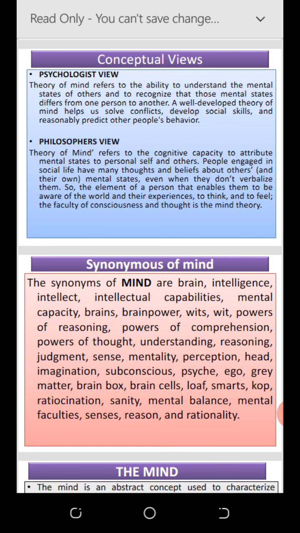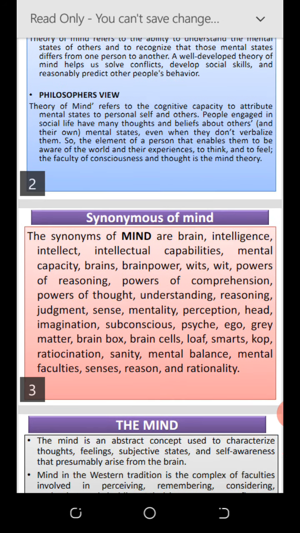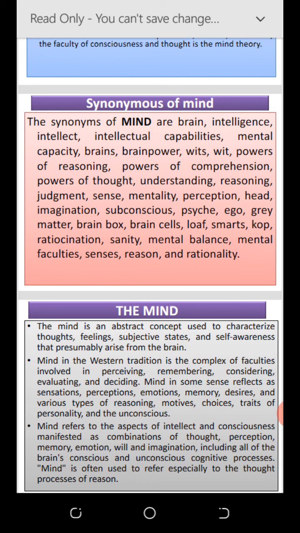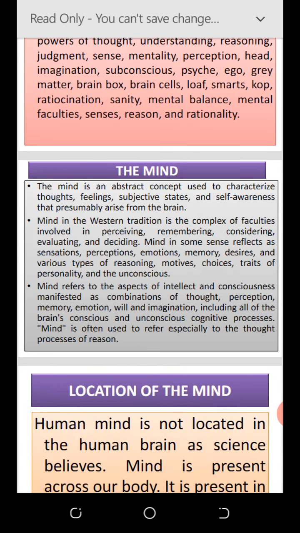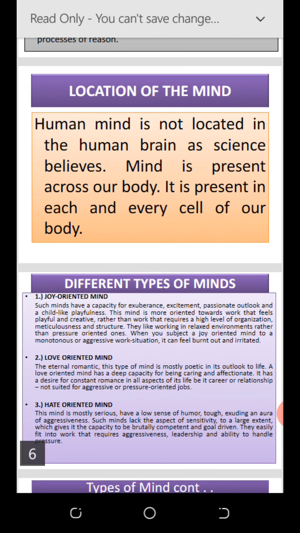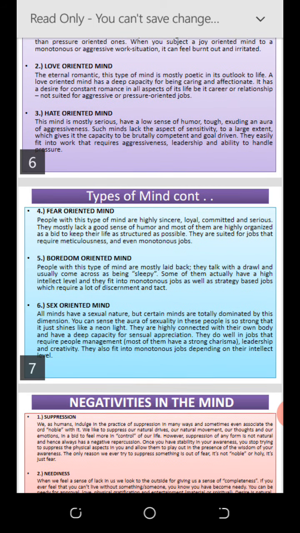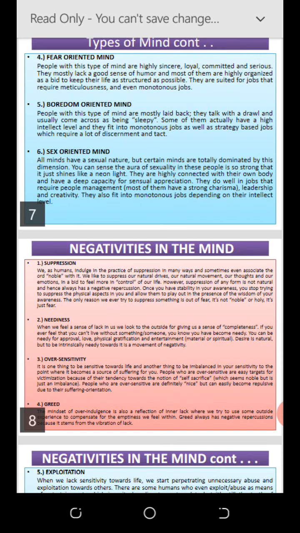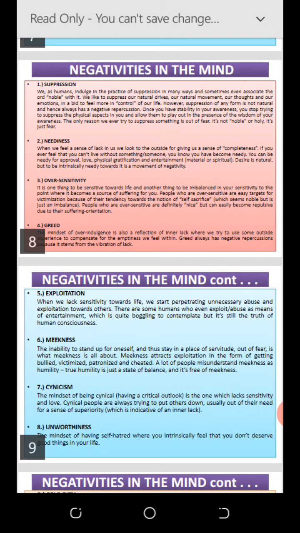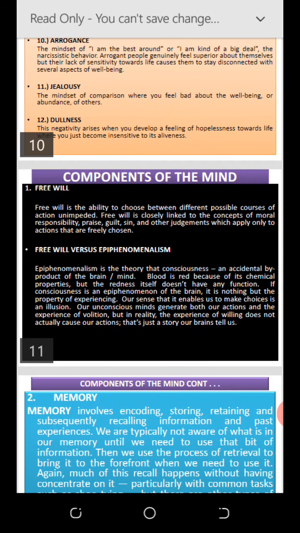Under this theory of the mind, we have looked at the conceptual views of the mind, the synonymous words used with the mind. We have also looked at the mind as a concept, the location of the mind, likewise different types of the mind. Also, we have looked at negativities in the mind. After negativities in the mind, we have also looked at the components of the mind.